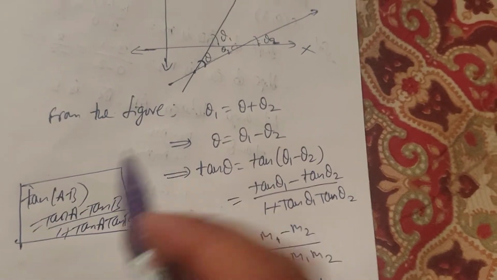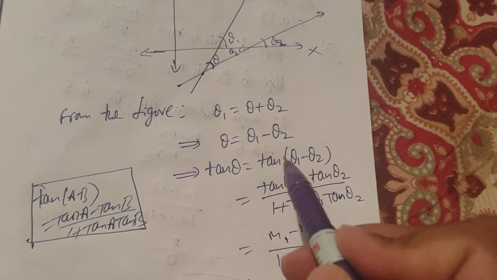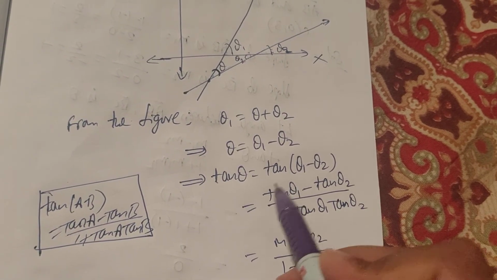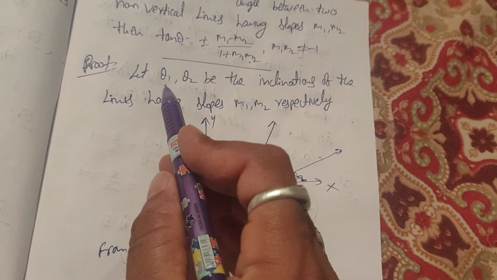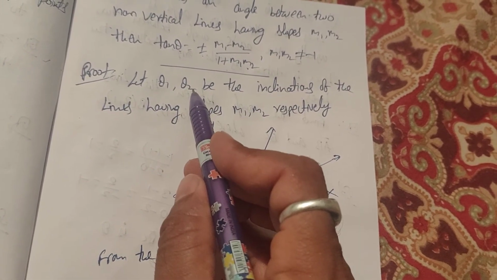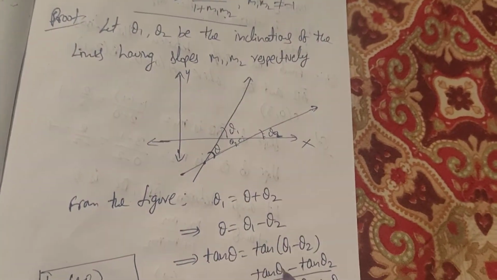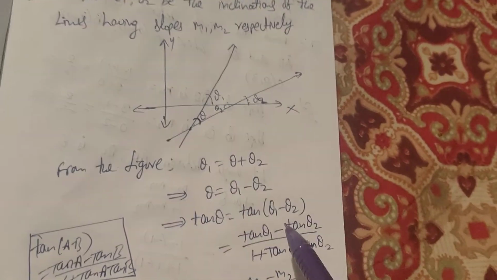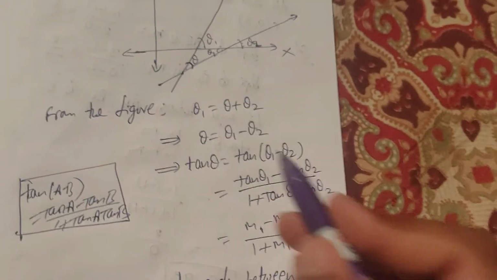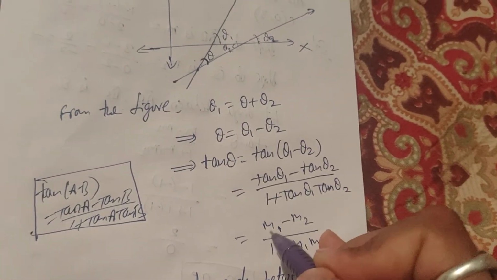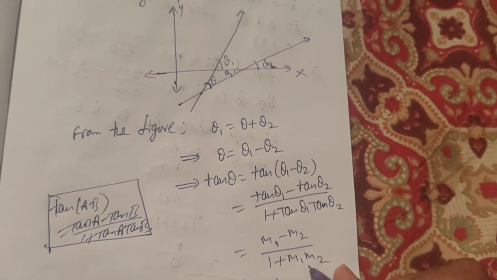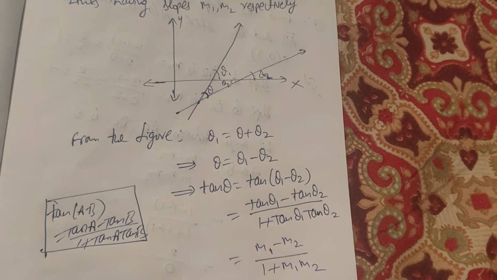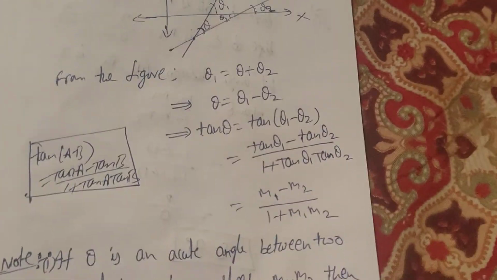So now according to this formula, here a means theta 1, b means theta 2. So tan theta 1 minus tan theta 2 by 1 plus tan theta 1 into tan theta 2. If the inclination of the straight line for theta 1 has slope m1, and for theta 2 the slope is m2, that means tan theta 1 is m1 and tan theta 2 is m2. So substitute m1 and m2: m1 minus m2 by 1 plus m1 m2. Plus or minus: it gives minus when theta is obtuse, plus when theta is acute.